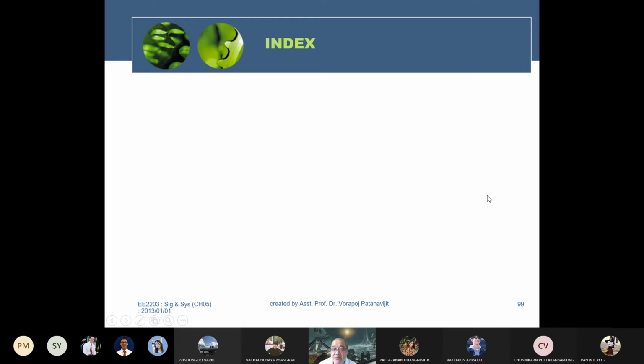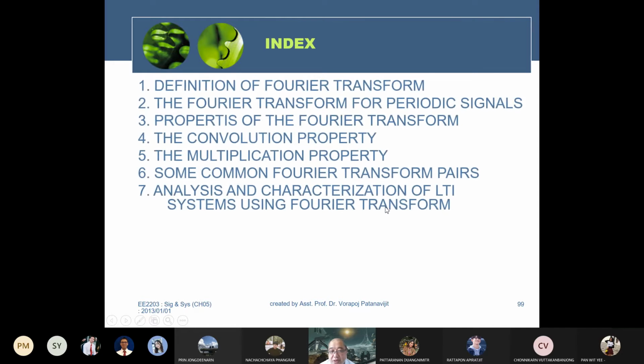Okay. From the previous lecture, I provided you the details of the Fourier transform. We started from the definition of the Fourier transform for a periodic signal, and later we extended the idea to the Fourier transform for a non-periodic signal. Next, we consider the properties of the Fourier transform and the convolution property.